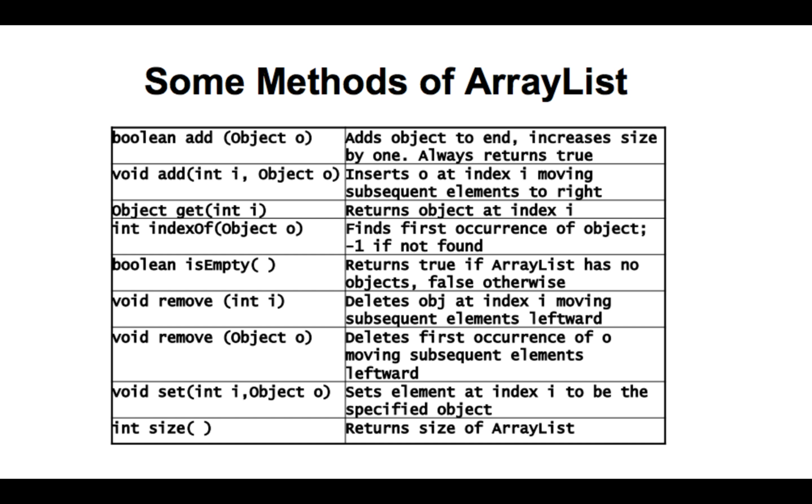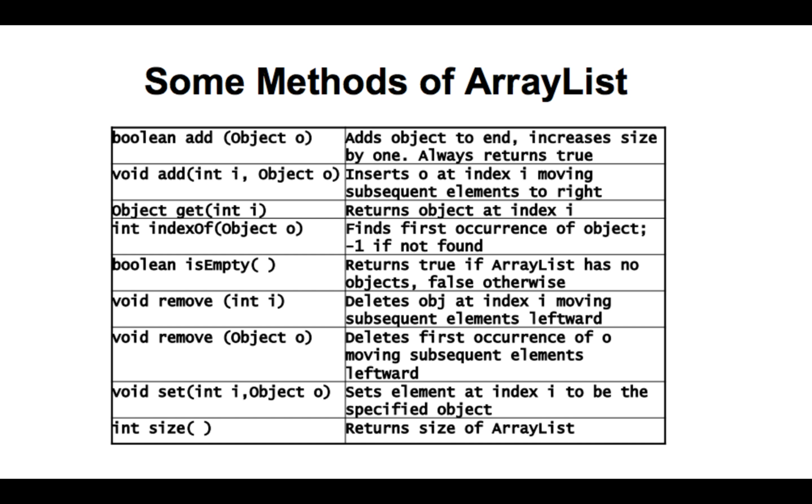Then you have the method get, which returns the object at index i. indexOf returns whether the object exists in the array list, and it returns -1 if it's not found. Otherwise, it returns the actual index. We have isEmpty to check if an array list has objects or not. Remove, either to remove something at a specific index, or to remove a specific object.